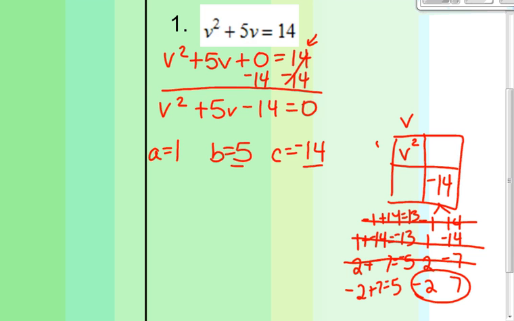So I know b times b gives me b squared. Negative 2 and positive 7 are my factors of c, and those will then add up to that positive 5b. So I'm going to write it in factored form.